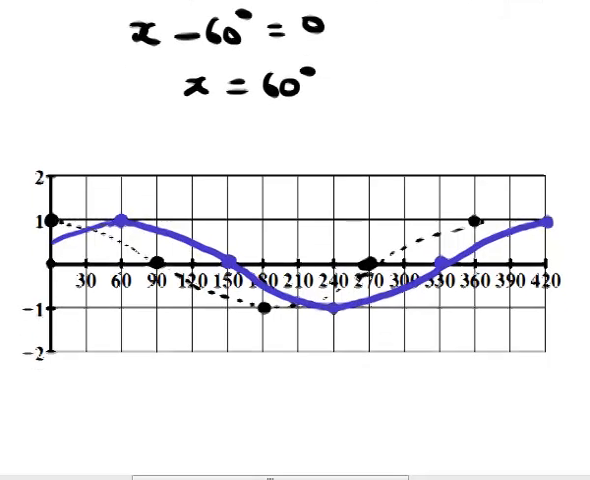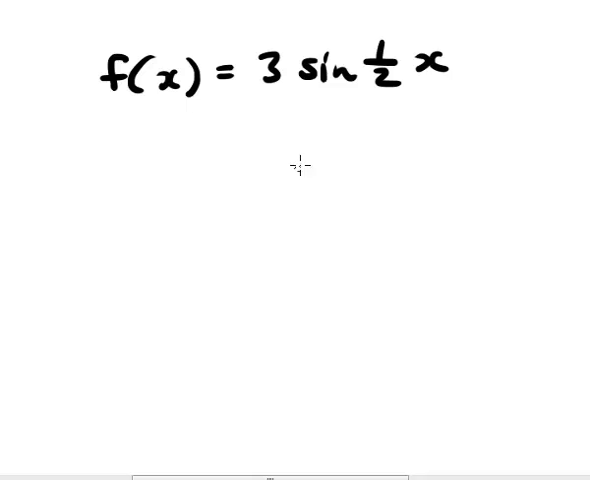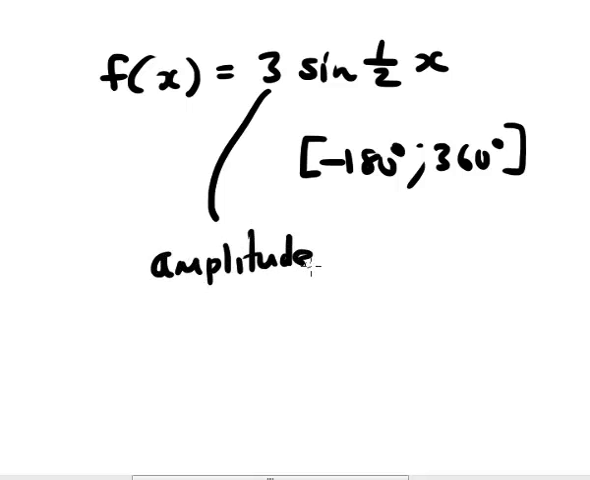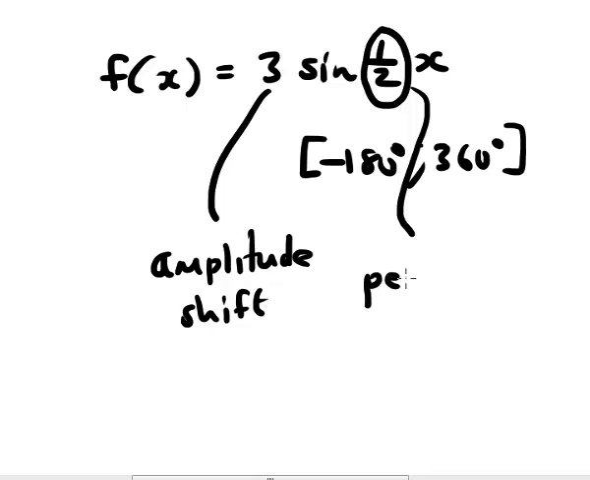Now, here's an interesting one. Have a look at this graph. Let's say I gave you to sketch the graph of f of x equals 3 sine of a half x, for the interval minus 180 to 360 degrees. Now what do we have here? Firstly, this 3 tells me there's an amplitude shift, so the sine graph will stretch. But look at this, this here tells me that there's a period shift as well.